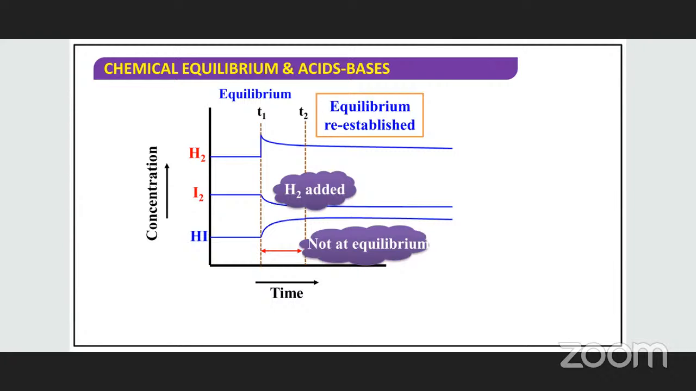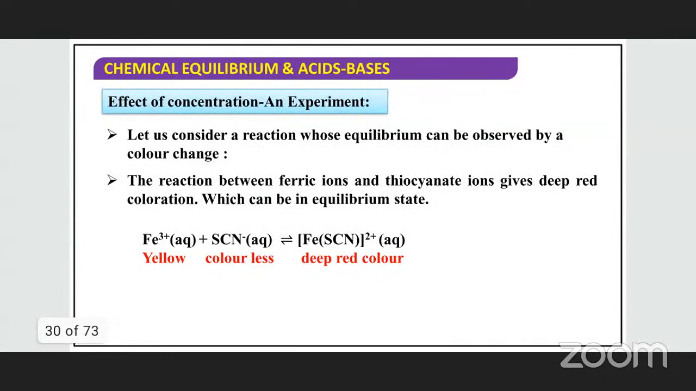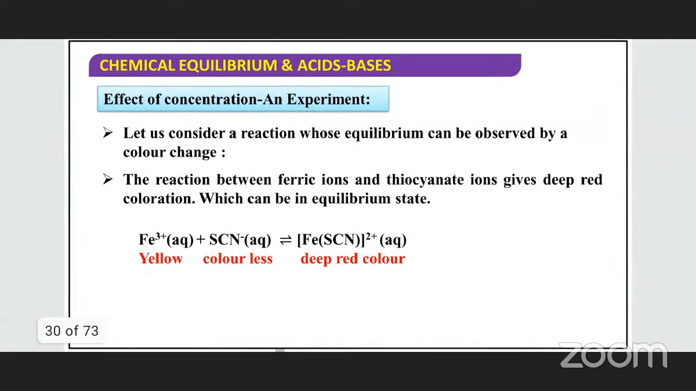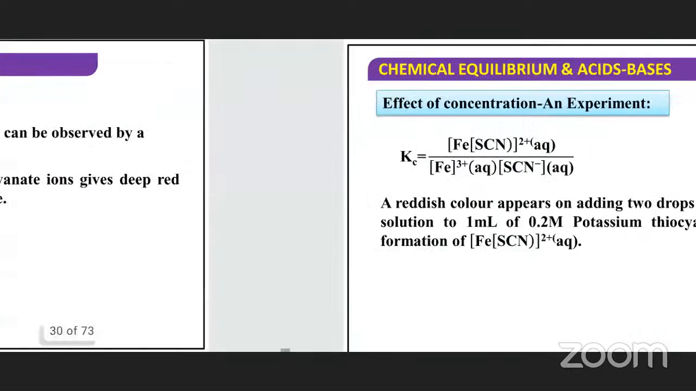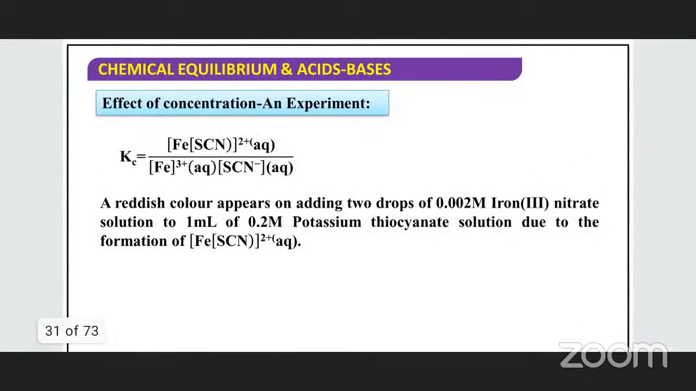H2, I2, HI. H2 is added, not at equilibrium. See the diagram. Effect of concentration and experiment. Let us consider a reaction whose equilibrium can be observed by a color change. The reaction between ferric ion and thiocyanate ion gives a deep red coloration, which indicates the equilibrium state. Ferric ion is yellow, thiocyanate is colorless, and they give rise to ferric thiocyanate, deep red in color. Kc is equal to the molar concentration of ferric thiocyanate product over the molar concentration of reactants.